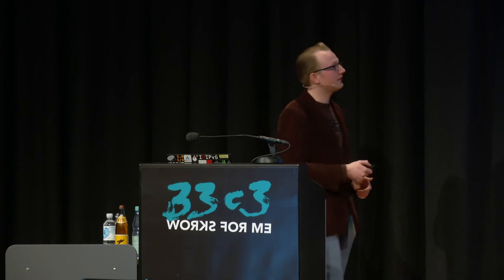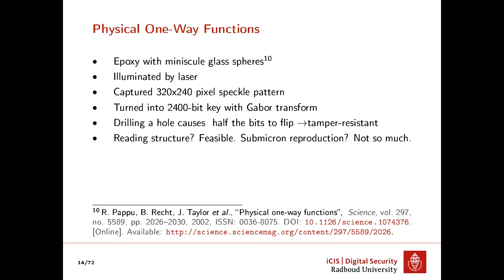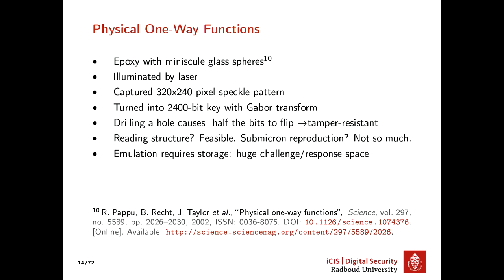So here, reading the structure is feasible because, you know, you have this glass pattern. You can just, well, I say just, but you can use microscopic techniques to read it out exactly. But good luck with having this submicron accuracy for all those glass spheres in the epoxy. You can, in theory, if you know the structure, emulate or simulate how a laser passes through this, but it requires a lot of computational power.